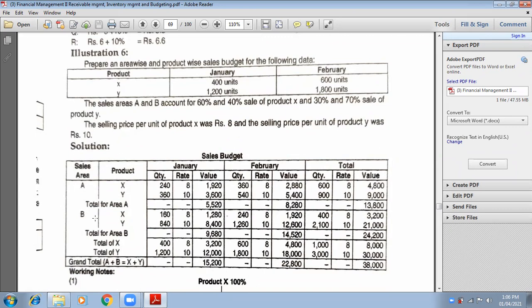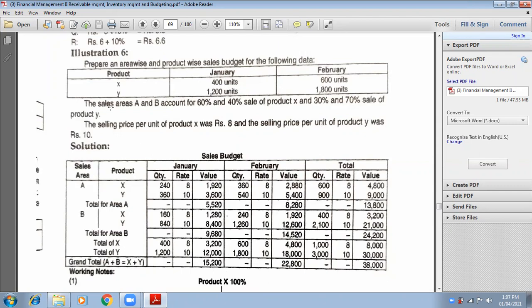Now see, products. How many products are there? 2, X and Y. In January and February, there are 2 months. The segregation is given according to 2 months, January and February. Product X is sold 400 units in the month of January and 600 units in the month of February. Product Y is sold 1200 units in January and 1800 units in February.